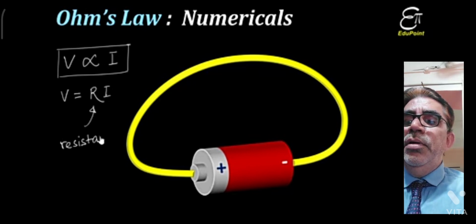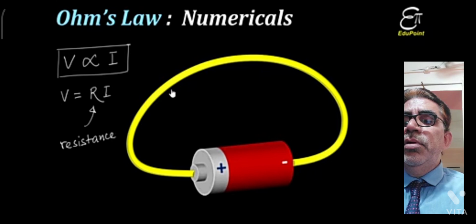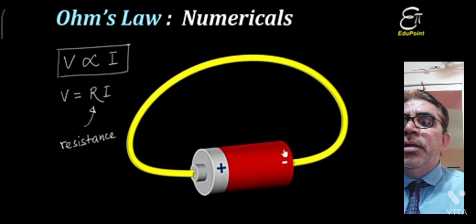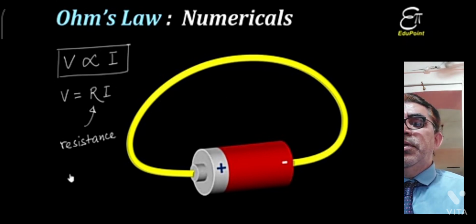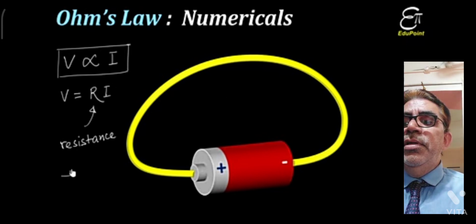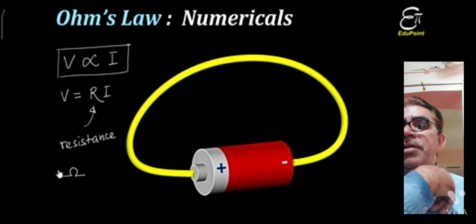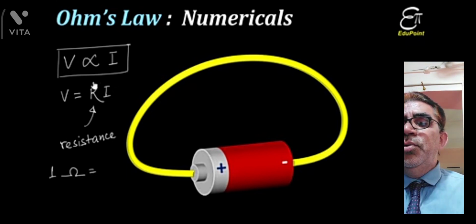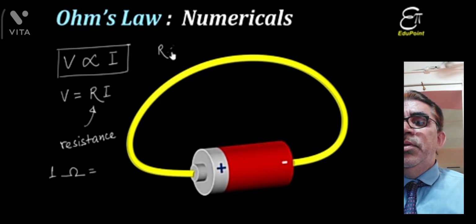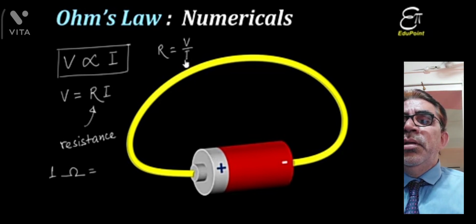Now I have written the formula here, V is equal to IR, and R is resistance. As I wrote above, V is directly proportional to electric current. As I told you, if the potential difference is increased, the electric current is also increased. So we get the formula V is equal to IR, where R is the resistance. And resistance, you know, is measured in ohm. So I have written here 1 ohm. Now R is equal to V by I will be the formula.